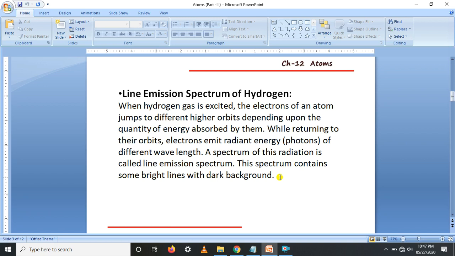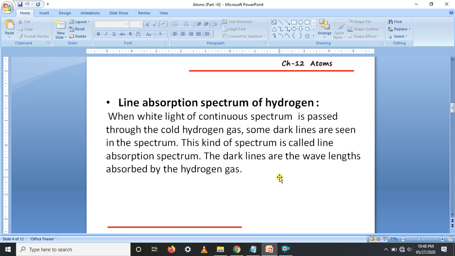So according to that, if the electron wants to regain its original orbit, then the electron will emit some energy. For these different wavelengths, the spectrum of radiation is known as the line emission spectrum. The next one is the line absorption spectrum of hydrogen.